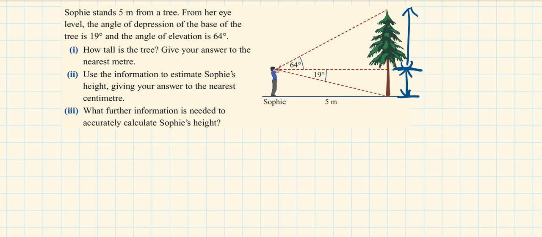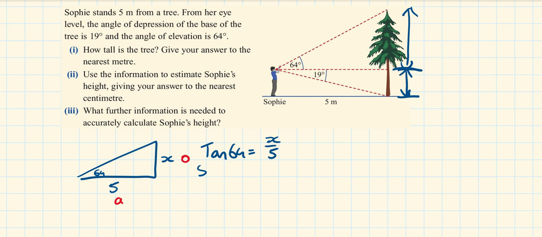Okay, so you're just going to have to do the same thing twice on two different triangles. Okay, so let's start with our top triangle. We've got 5 meters, 64 degrees, and this is our side that we want to find. We'll just call it x. Okay, again, adjacent and opposite. So we've got tan 64 equals x over 5. So we're going to have 5 tan 64 equals x. So x is equal to 10.25.